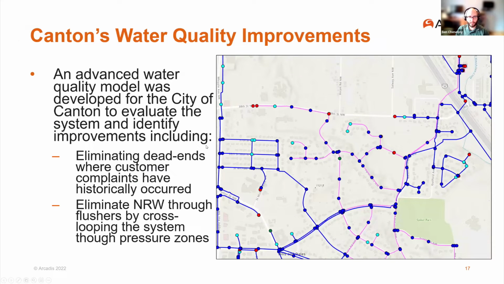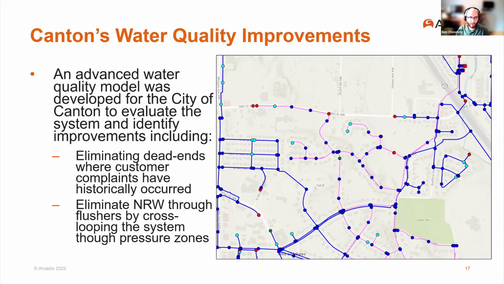And we looked at a lot of different things for the city of Canton once we had this model. So we were doing a full master plan project. We looked at issues in the system that the city had identified or that the model had identified, and how to look at solving those or improving the system. One of the key aspects was eliminating things like dead ends or areas where historic customer complaints had occurred.